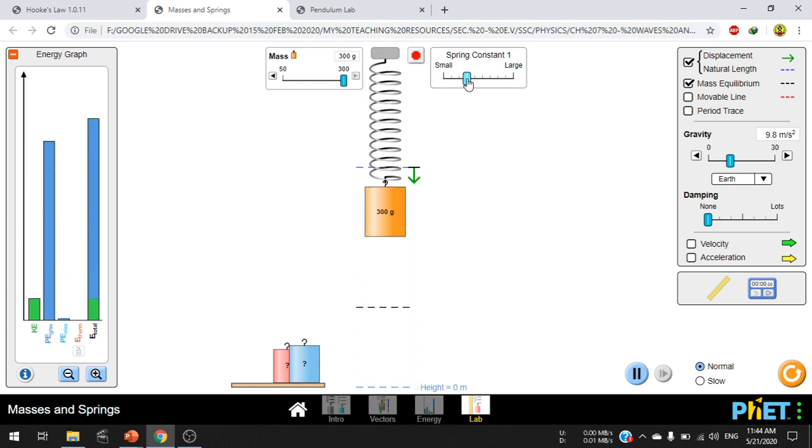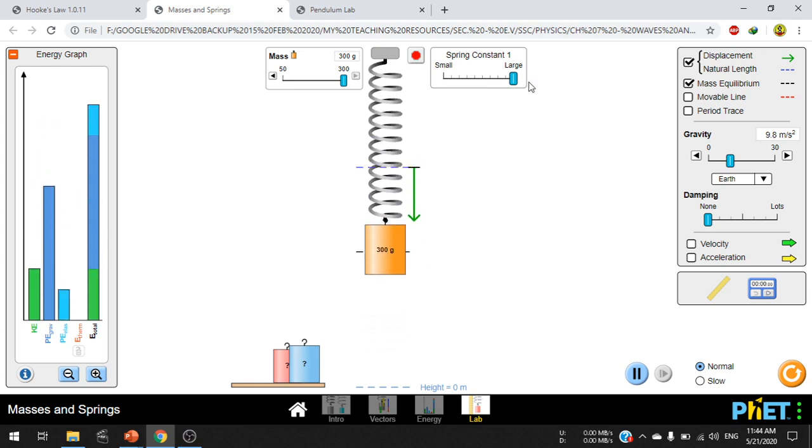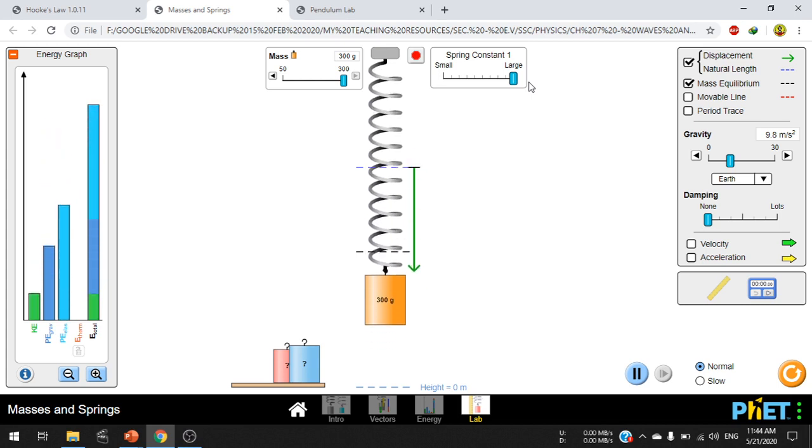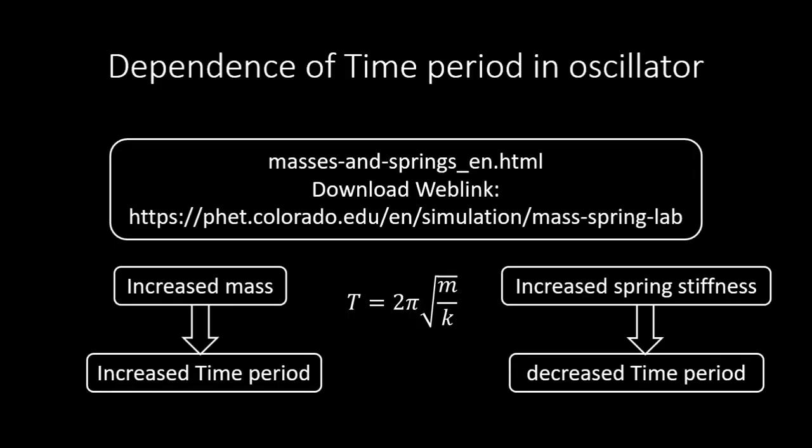And now what will happen if we increase the spring constant K? If we increase the spring constant K, the time period becomes shorter. It takes less amount of time. That is why we have said that if there is increased mass, there is increased time period, and if there is increased spring constant, there is a decreased time period. And that is also true reversibly. If there is decreased mass, there is decreased time period. If the spring constant is decreased, the time period will increase.